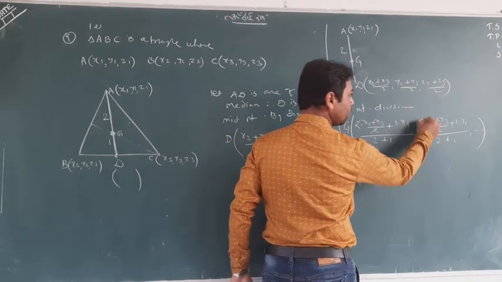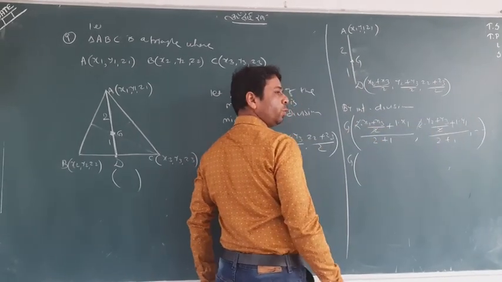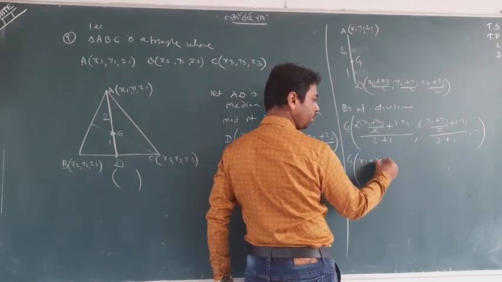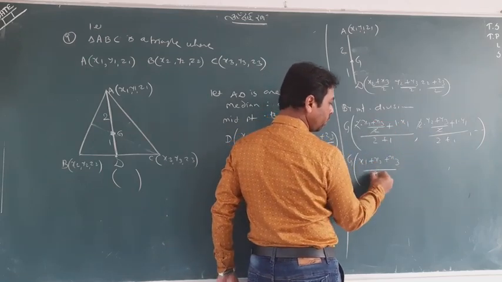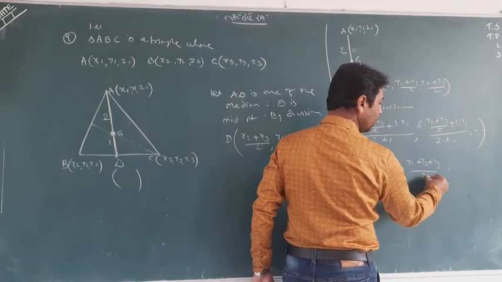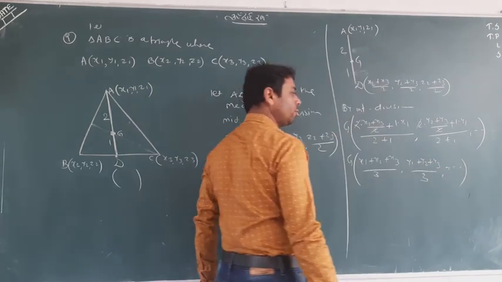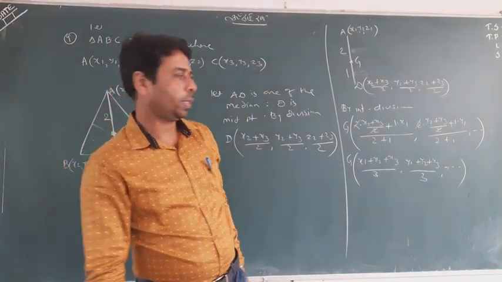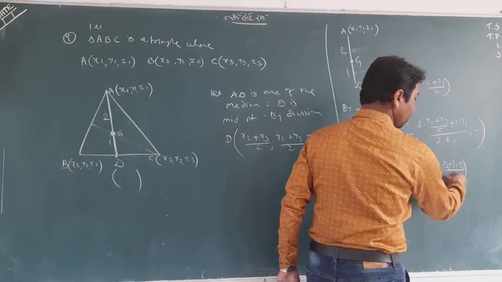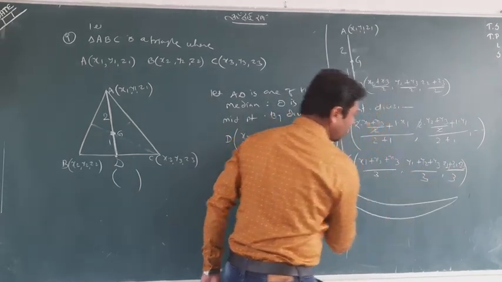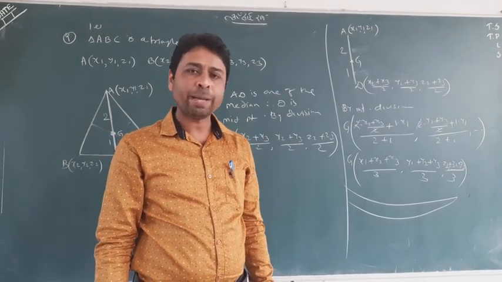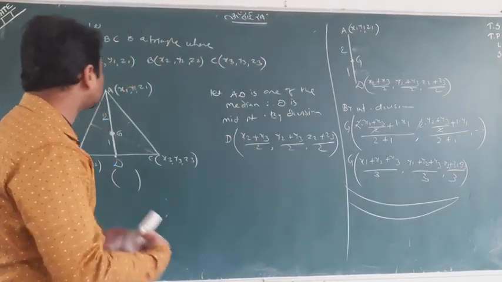The 2 into cancels, 2 into cancels, and in the third also 2 into cancels. So x1 plus x2 plus x3 upon 3, y1 plus y2 plus y3 upon 3, and z1 plus z2 plus z3 upon 3. Whatever answer we got, this is nothing but the coordinates of the centroid. So it's a very important formula you have got, students.